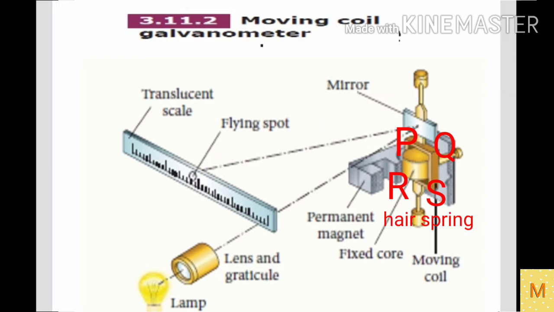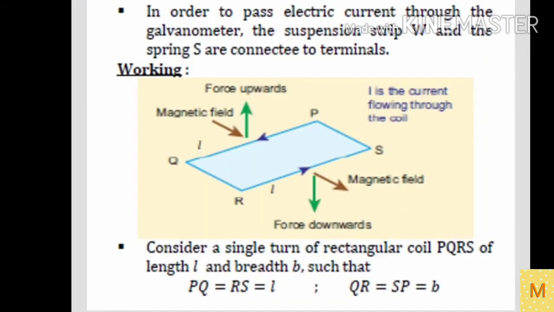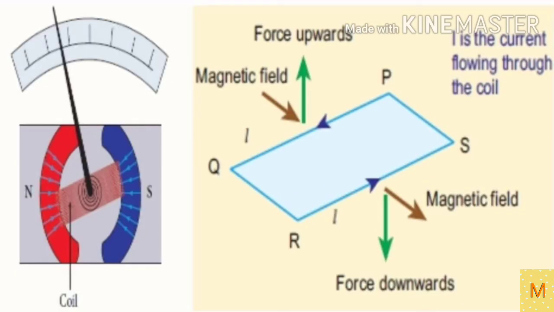Lower end of the coil is connected to a hairspring which is also made up of phosphor bronze. A small plane mirror is attached to the suspension wire to measure the deflection of the coil with the help of the lamp and scale arrangement. In order to pass the electric current through the galvanometer, the suspension strip W and the spring S are connected to the terminals. Next we are going to see about working.